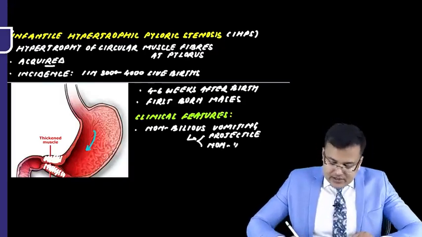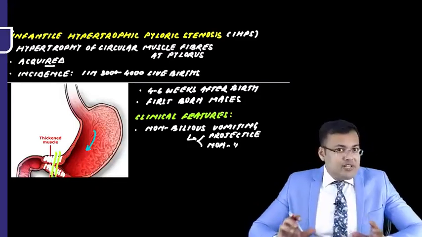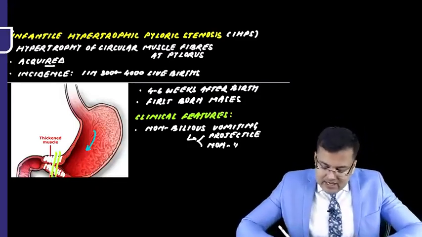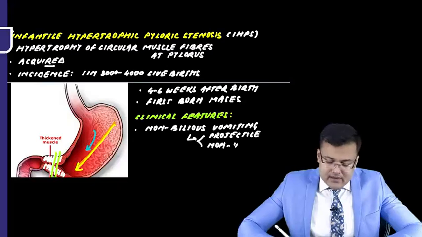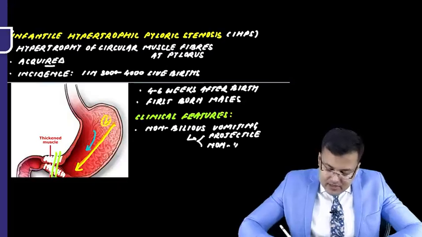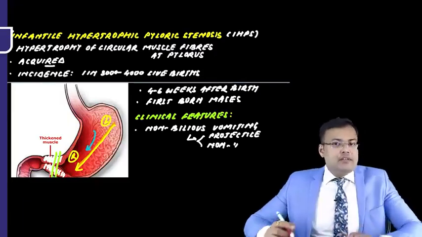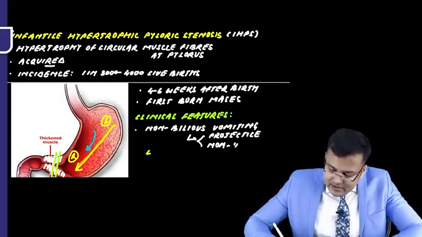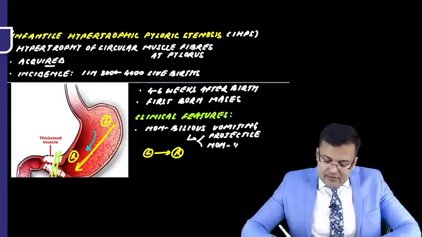Second, since the obstruction is here, what will happen? You are going to detect peristalsis. And what is the direction of peristalsis? You can see here the direction of peristalsis will be from the proximal part to the distal part, so obviously from left to right. Whenever you perform the examination, you can see visible peristalsis, and the direction of peristalsis is from left to right. Third thing, if you perform palpation, you can feel a mass.